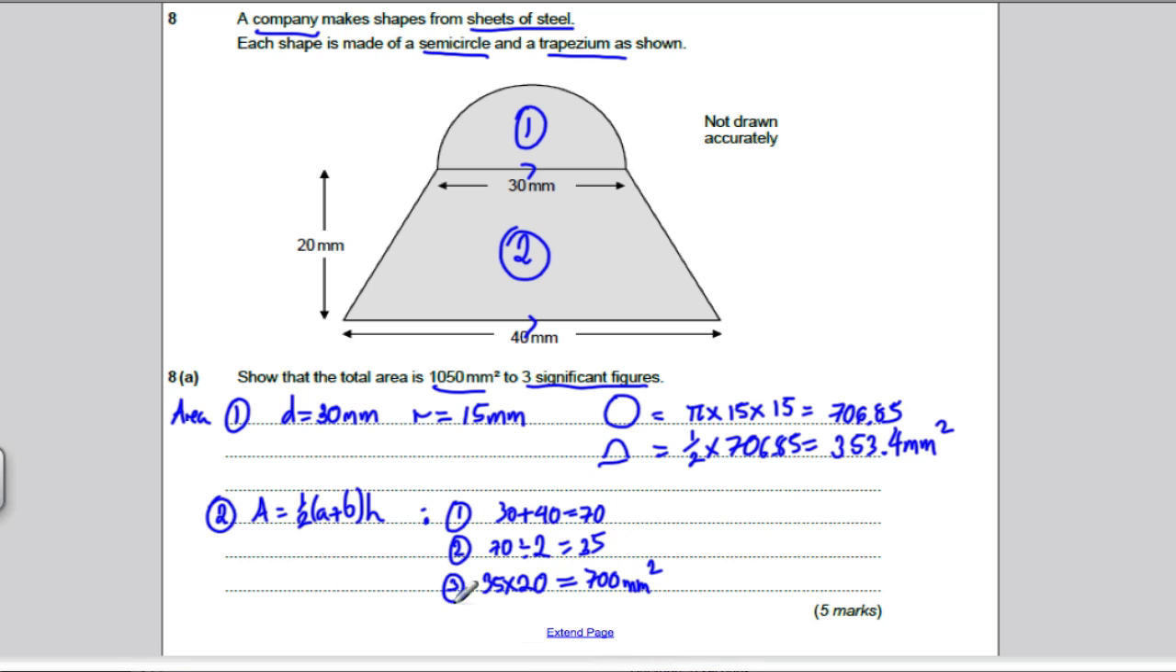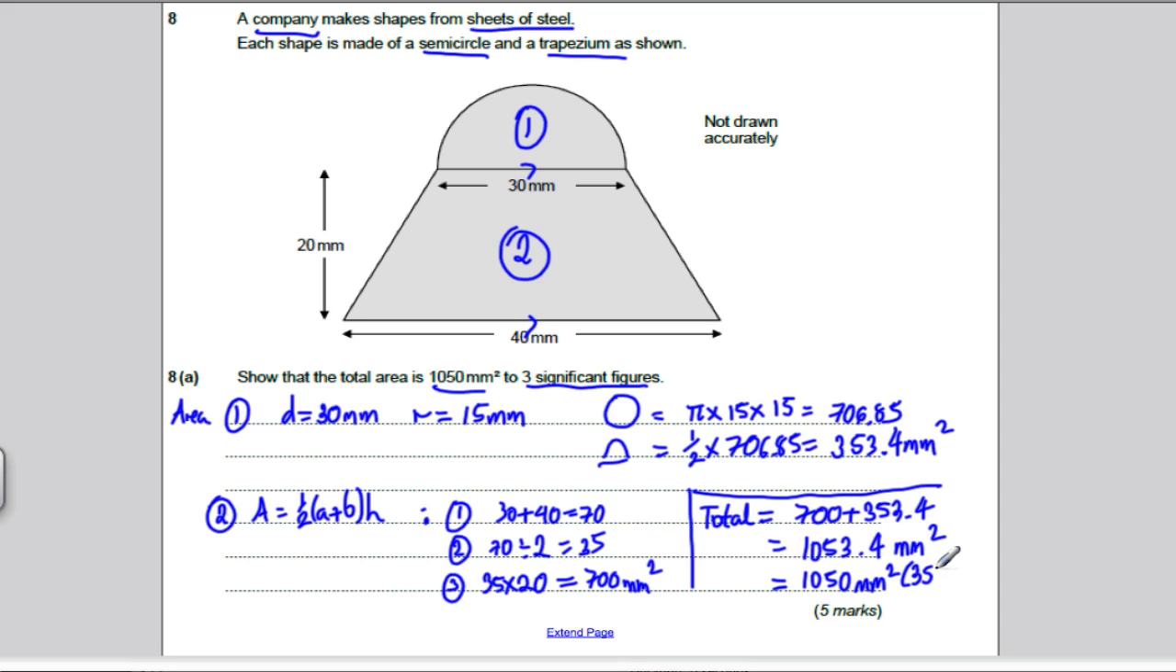So total area then, I'm running out of space, you would have a bigger sheet of paper, so don't make it look as messy as I'm making it here, but total would be 700 plus 353.4, which adds up to 1053.4 millimeters squared, which if you round to 3SF, would round to 1050 millimeters squared to 3 significant figures, and hence you've got your 5 marks there.